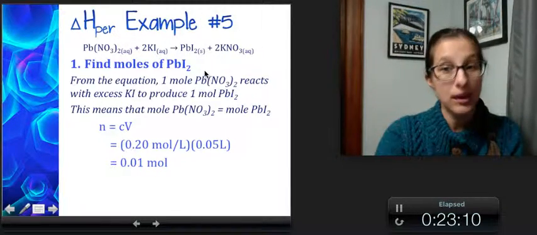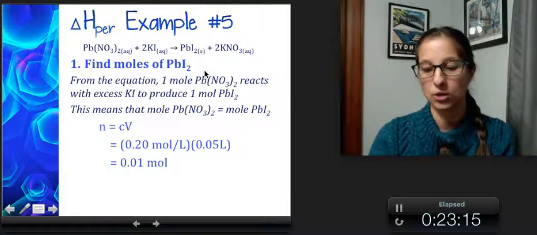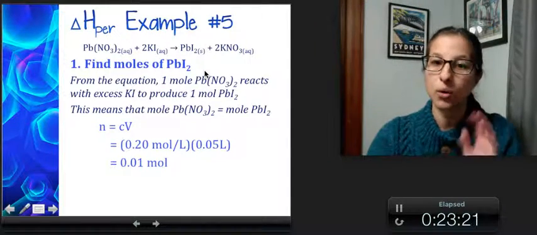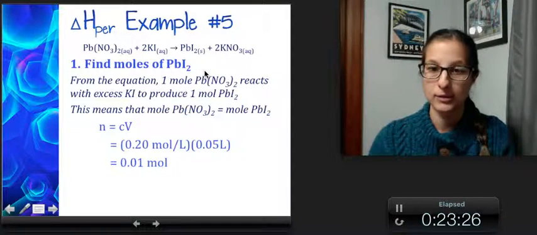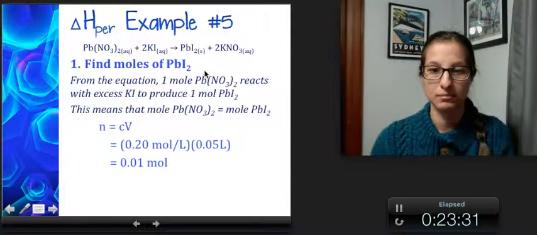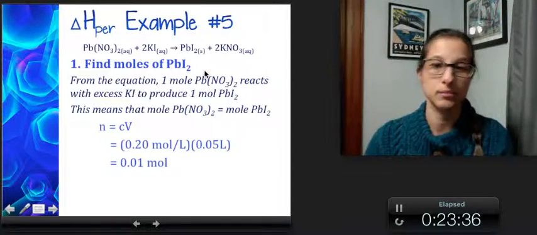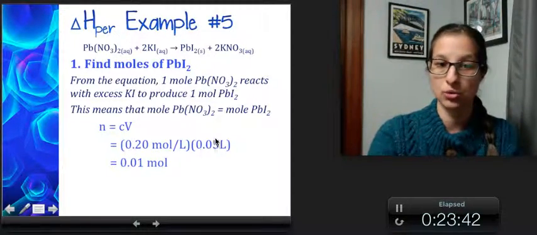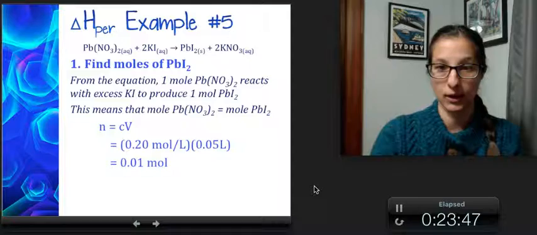Now, when they're not the same, that's when you have to use a molar ratio. There are different ways to do molar ratios, and I have posted on Edmodo some molar ratio practice, because some people don't remember how to do molar ratios, and sometimes that's the part of this kind of question that you get wrong. But for this one it was nice and easy because the moles were equal to each other, so I can use this concentration and this volume to find the amount of moles. And this would be my moles of lead-2 iodide.